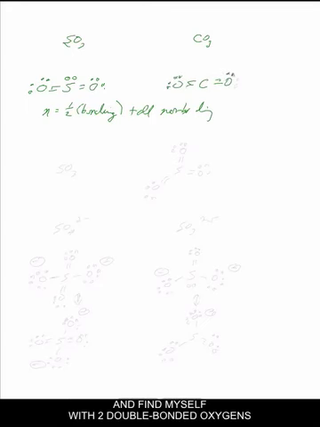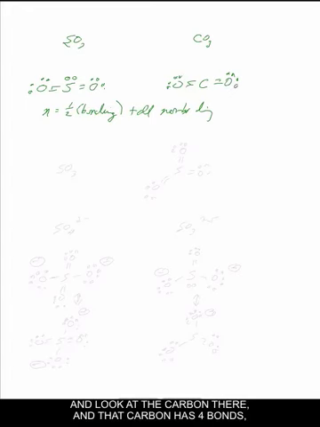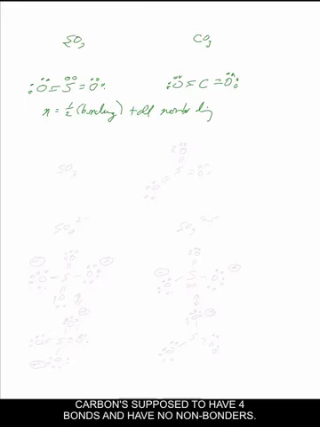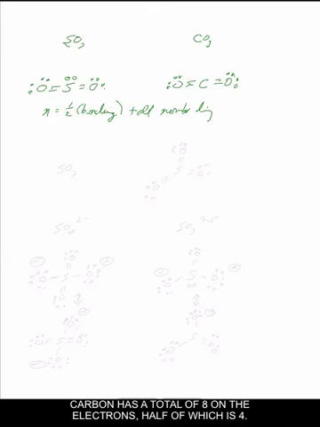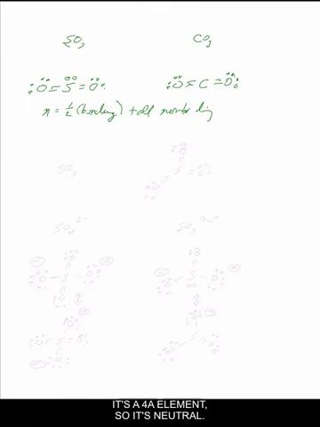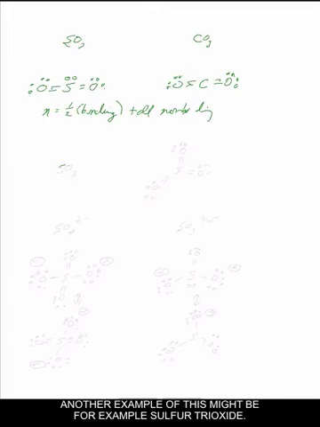On the other hand, with carbon dioxide, I would start out the same way and find myself with 2 double bonded oxygens, and that carbon has 4 bonds, which is the correct structure for carbon. Carbon's supposed to have 4 bonds and have no non-bonders. If I want to count N here, carbon has a total of 8 bonding electrons, half of which is 4. It's a 4A element, so it's neutral. So again, carbon, being a second period element, will never exceed the octet rule. Sulfur often does.